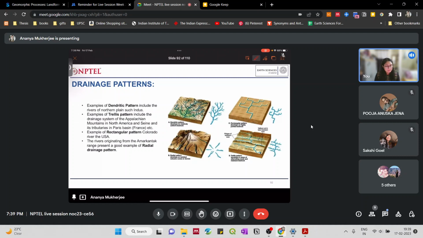Then you have the trellis. Trellis occurs where you have alternating weaker and harder rocks. The stream will find the weaker rocks and flow through them. And suppose there is a joint connecting the weaker rocks through the hard rocks, it will flow through that joint also. I have also mentioned some examples of these drainage patterns here, so you can google their images and see how they look in real life.